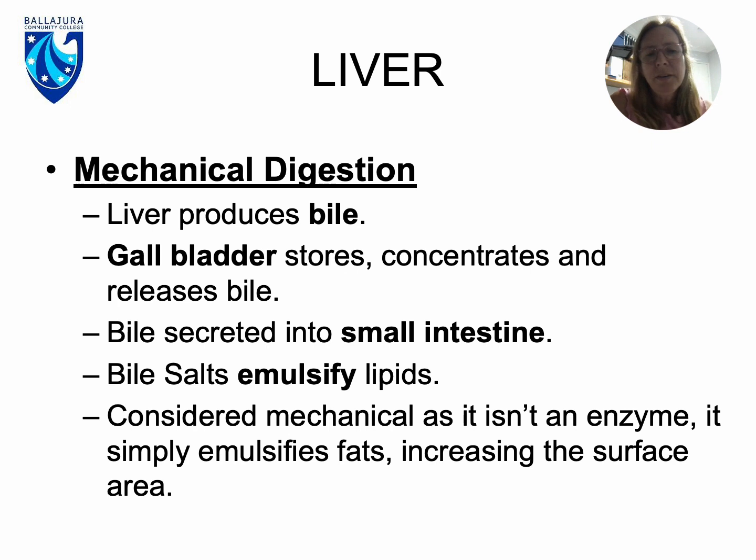So the liver carries out mechanical digestion. I'll explain why it's classed mechanical digestion in a moment. So the liver produces something called bile. Although the liver produces it, it stores it in an adjacent organ known as the gallbladder. That stores it, concentrates and releases it. It's then secreted into the top of the small intestines, that's the duodenum.